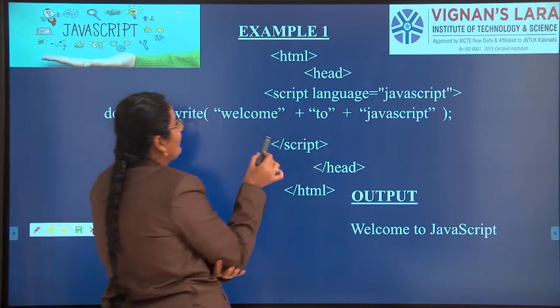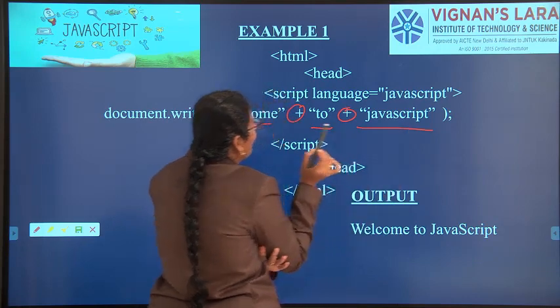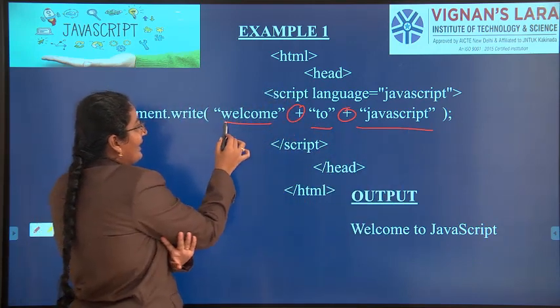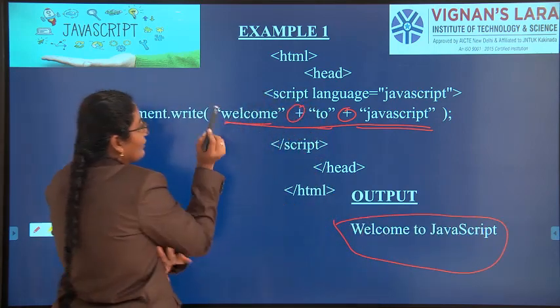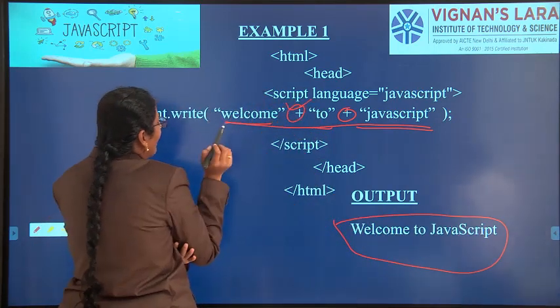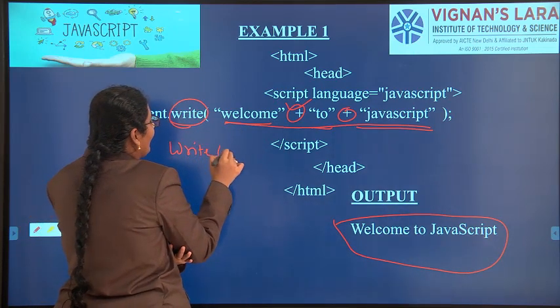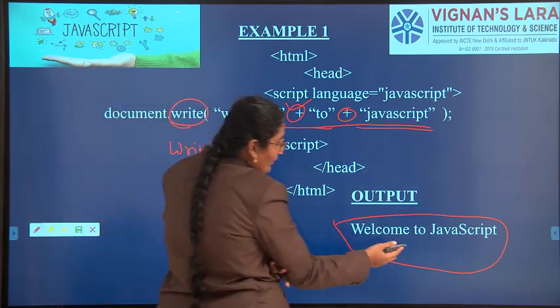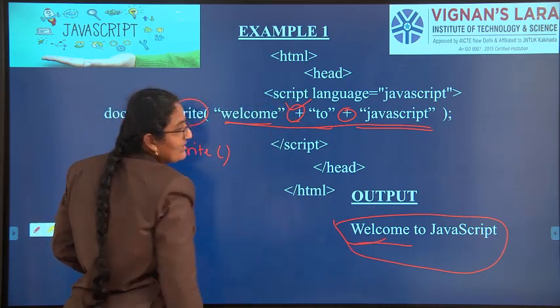So what have they given? Welcome, append to, append JavaScript. Now what do we want to do? We want Welcome to JavaScript to be in a single line. To have Welcome to JavaScript in a single line, we are using the append operation because we are using write here. While we are using the write method, we can't have the output in a second line. For that we are using the append symbol and getting all this in a single line.